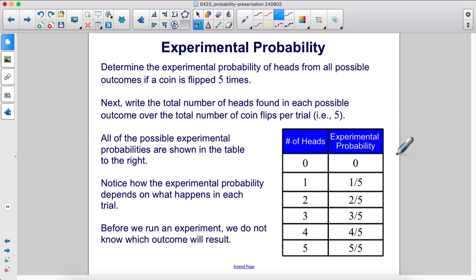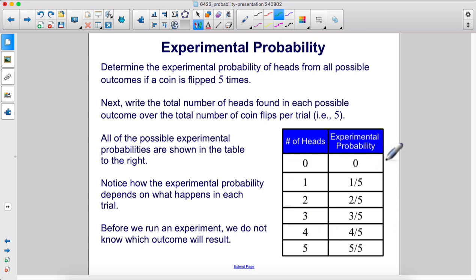So now we can determine the experimental probability of heads from all possible outcomes if a coin is flipped 5 times. In the first case, remember we got 5 tails, 0 heads? There were 0 heads, which means that the experimental probability in that trial of getting heads was 0% chance. While in the final case, if you get all heads, then the probability would be 5 out of 5, 100% chance of getting heads. All of the possible experimental probabilities are shown in the table to the right.